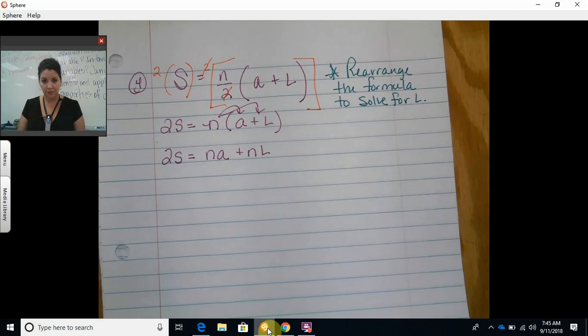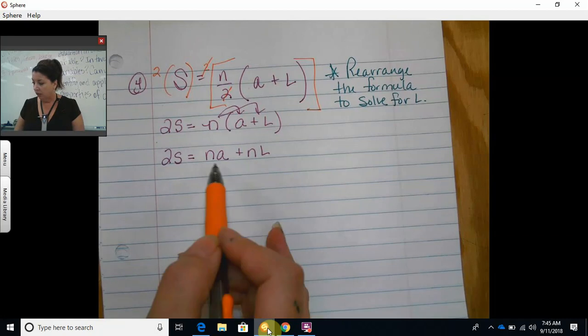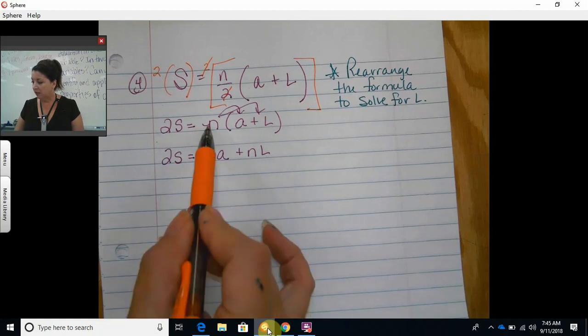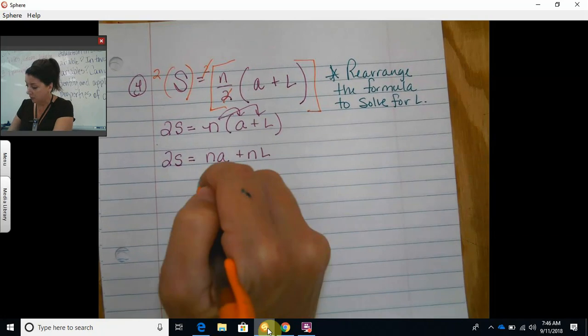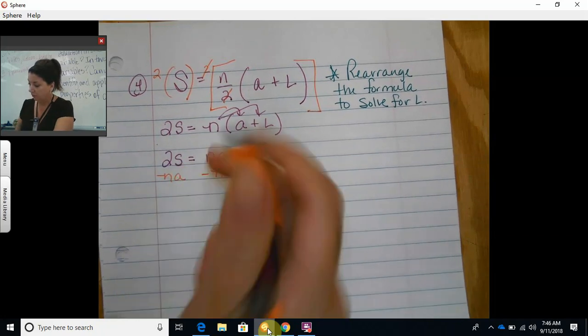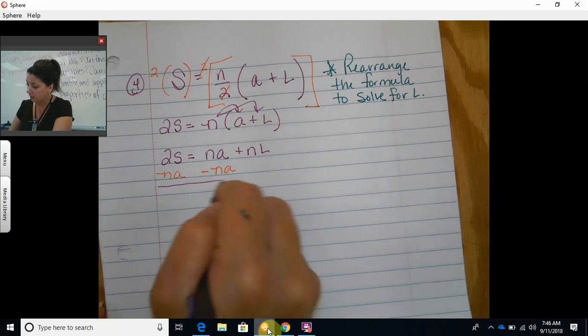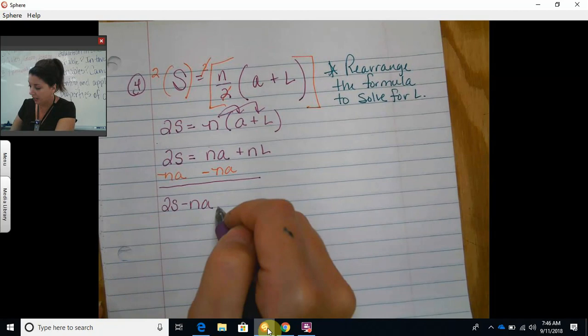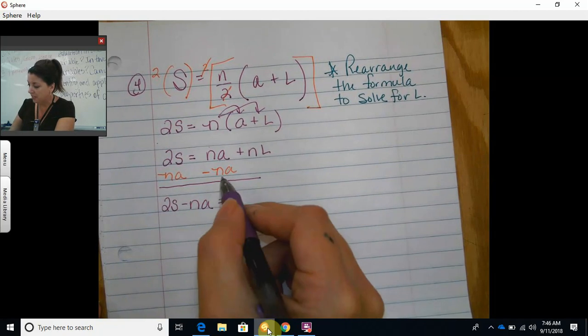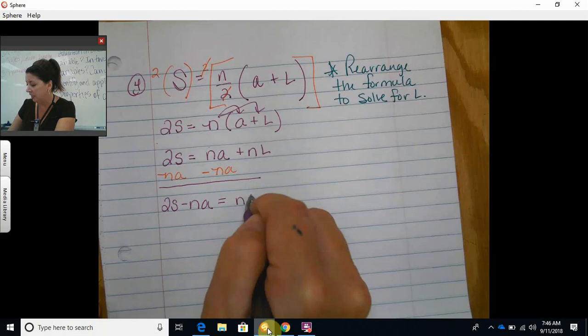Alright, so what do I do now? If I divide it by n because it's the least common denominator, I would end up with this step right here. So we'd end up where we were. What else? Subtract an a. Okay, that's probably what I would go with. Subtract an a from both sides. So you have 2s minus na. Those are not like terms. You cannot combine them. Equals na minus na is 0. 0 plus nL is just nL.